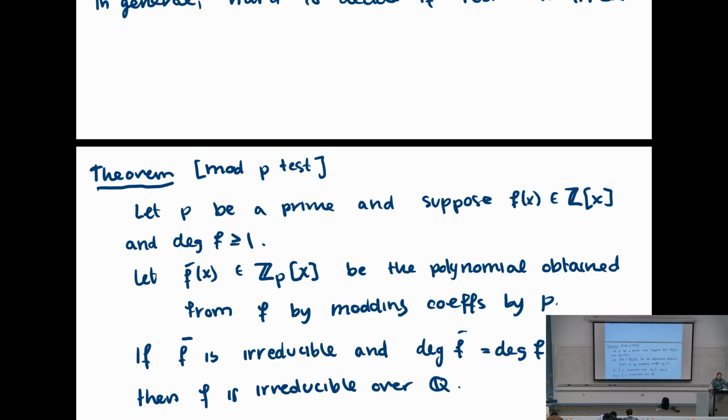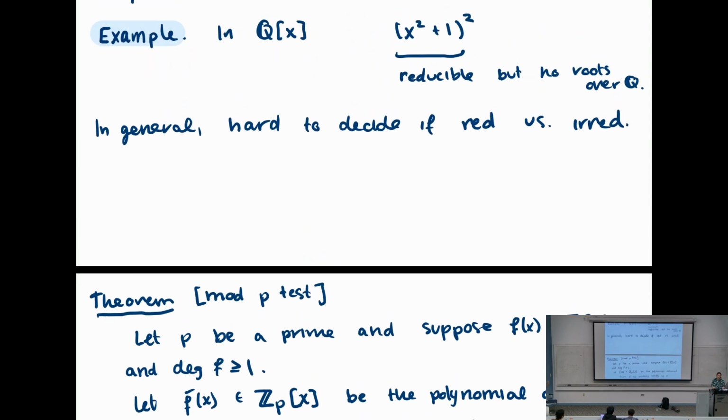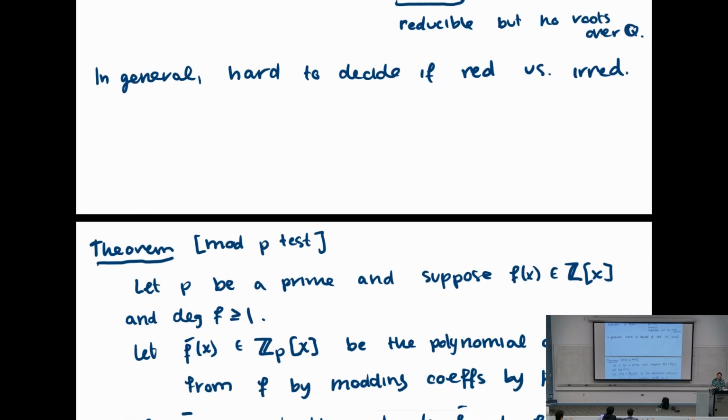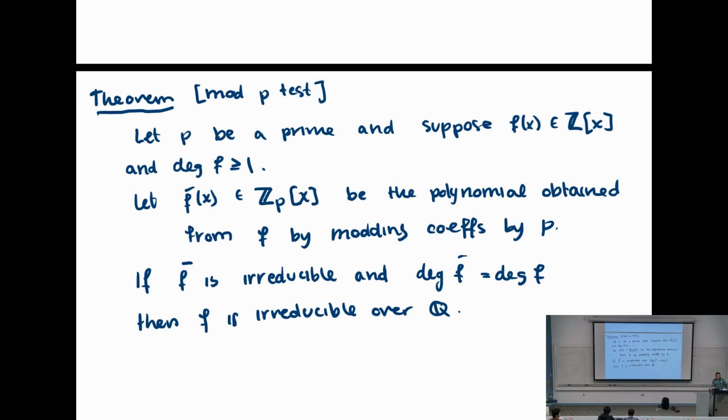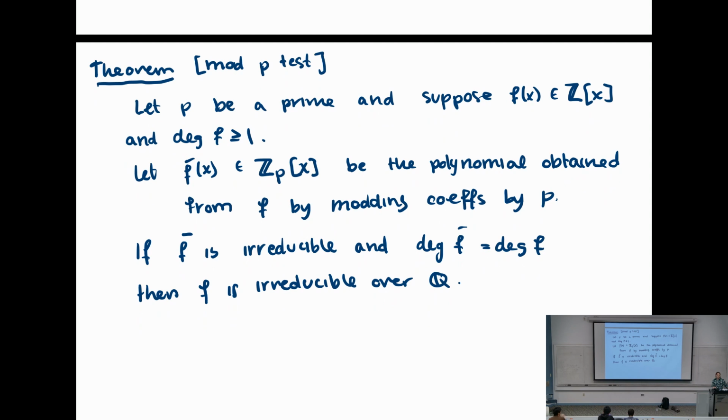Okay, so this is helpful because a lot of times it's easier to determine if a polynomial is reducible or irreducible over Z mod P, for example, by using the previous theorem. And so sometimes you can determine irreducibility more easily over Z mod P, and then that will give you irreducibility over Q as well. And we'll do some examples of this in a moment.